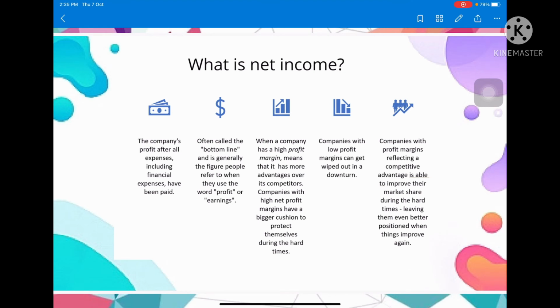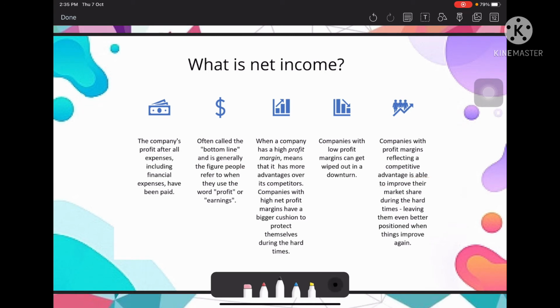Next, what is the net income? Net income is the company's profit after all expenses, including financial expenses, have been paid. It is often called the bottom line, and it's generally the figure people refer to when they use the word profit or earnings.